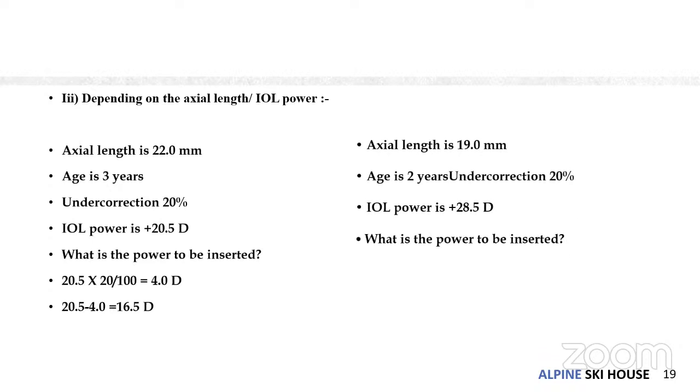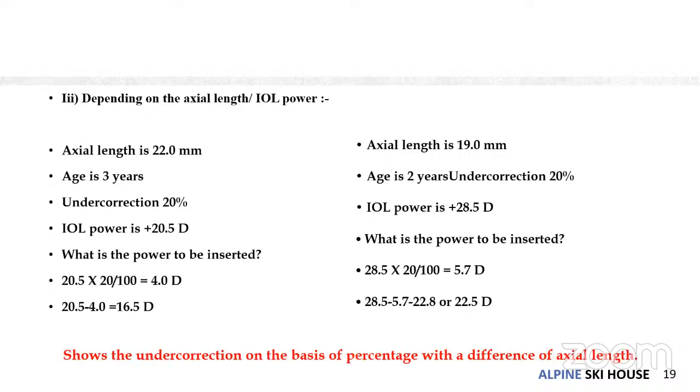And the second case is 19 mm. It is a hypermetropic eye, a smaller eye. So the power is around 28.5 diopter, and after undercorrection of 20%, IOL power is 22.5 diopter. So the undercorrection is on the basis of percentage, which is the difference of the axial length.